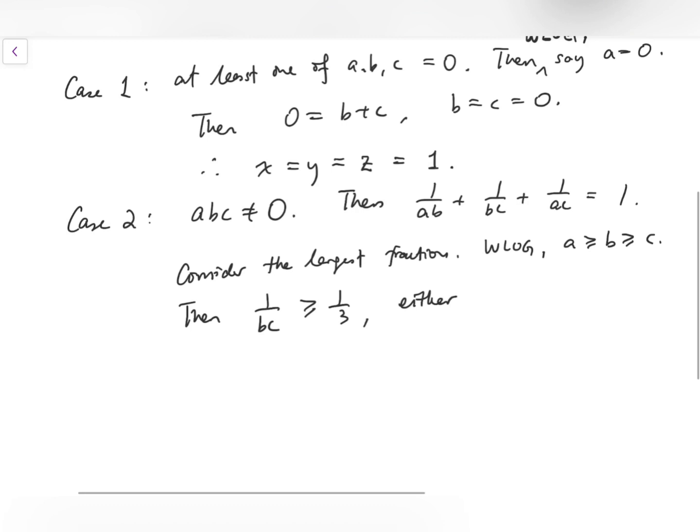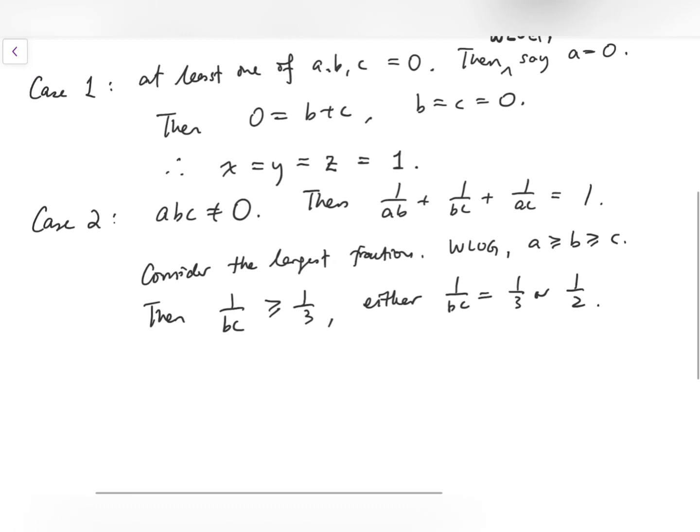Either it's 1/3 or a half. Of course, it can't be 1, because if it's 1, then the other two have to be 0, which is not possible.